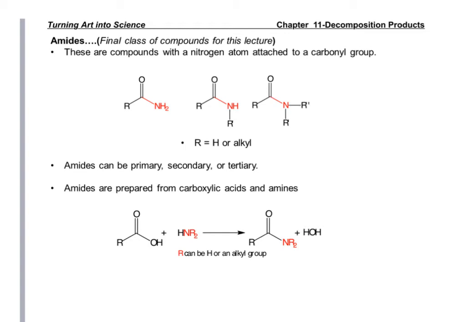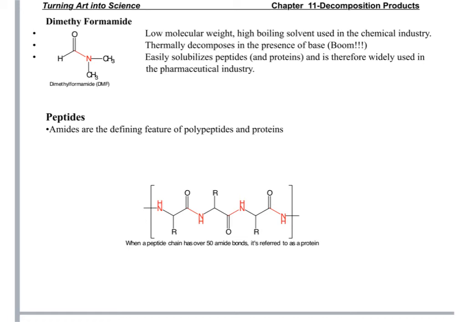Amides are pictured here. You have the different scenarios again for primary, secondary, and tertiary. For the amides, they can be those formats just like the amines. Amides are prepared from carboxylic acids and amines reacting together to get that amide.